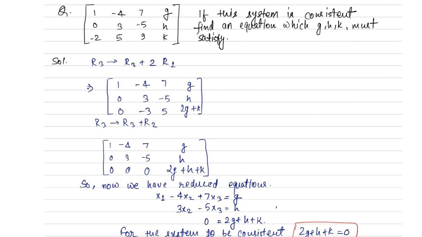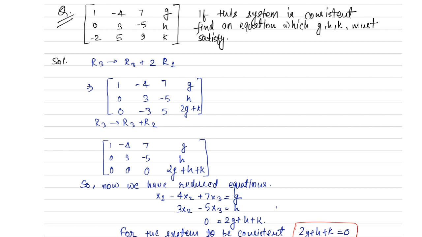So here I have taken a question that is written here. A matrix is given. In this question it is given that a system of linear equations is represented in the form of a matrix. If the system is consistent, find an equation which G, H, K must satisfy. G, H and K are three unknown values, and we have to find the relation between G, H and K for which the system is consistent. Let's see how we can do it.